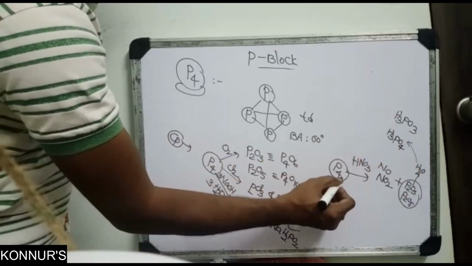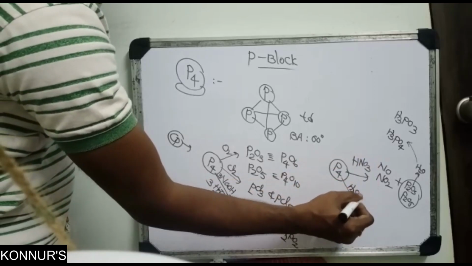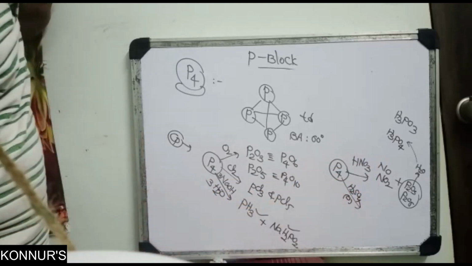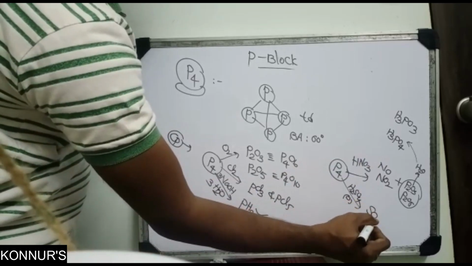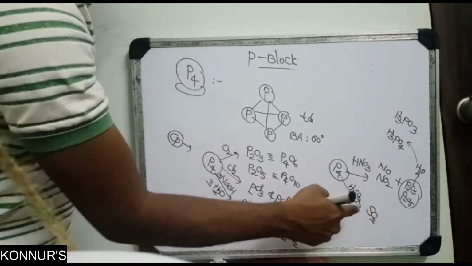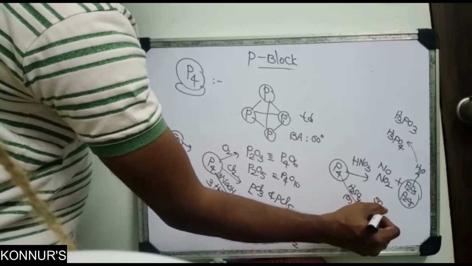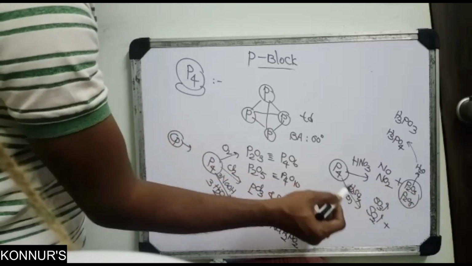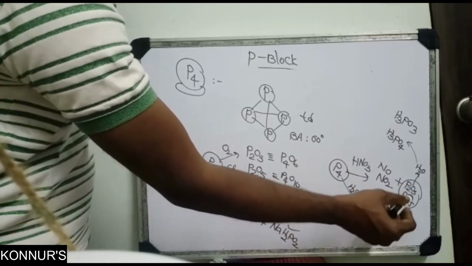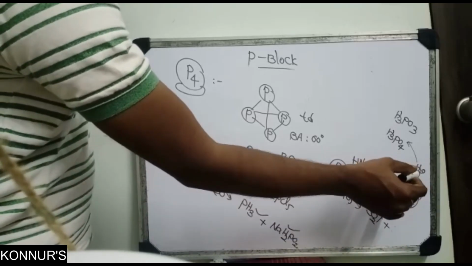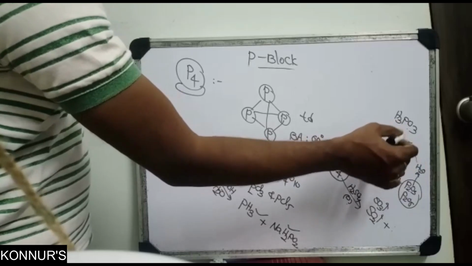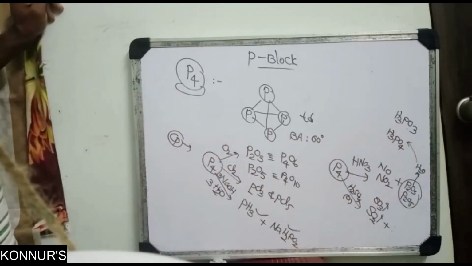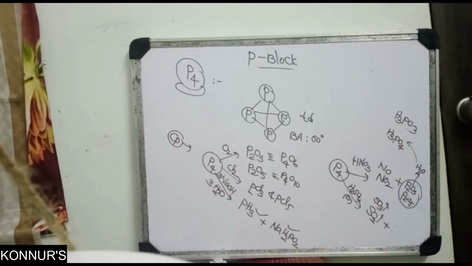In a similar manner, you can take H2SO4. H2SO4 is what? Oxidizing agent. So which gases are coming? SO2 gas is the major one. SO3 also, depending on temperature. Again same thing: phosphorus reacts with oxygen to give P2O3 or P2O5. Then again they react with water. You are getting H3PO3 or H3PO4.